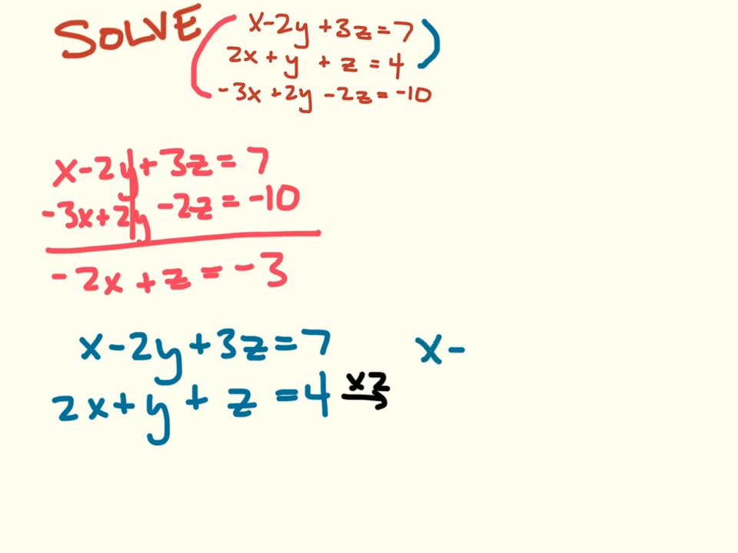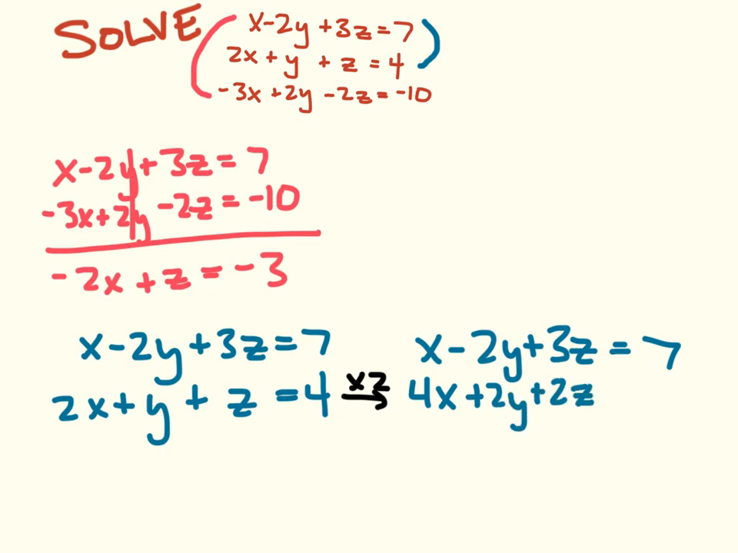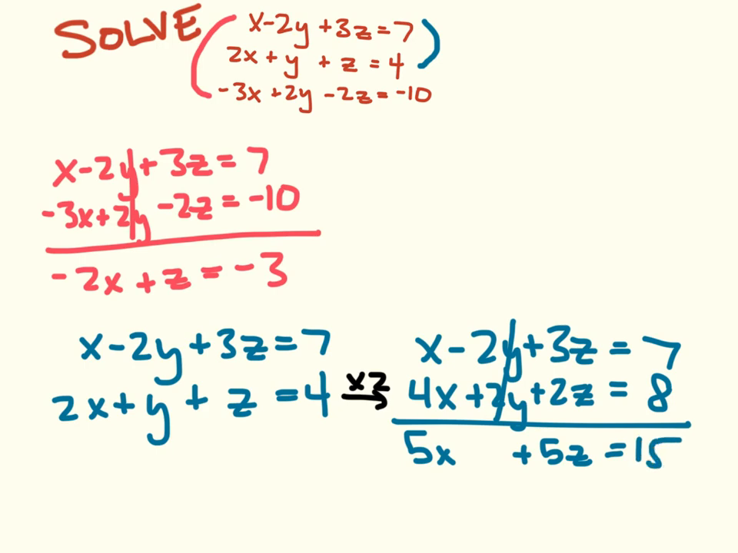So now I have x minus 2y plus 3z equals 7, and 4x plus 2y plus 2z equals 8. Now the y's eliminate. So I have 5x plus 5z is equal to 15. All right, now I'm going to take both of these equations that I just solved for and use these to solve for x and z.